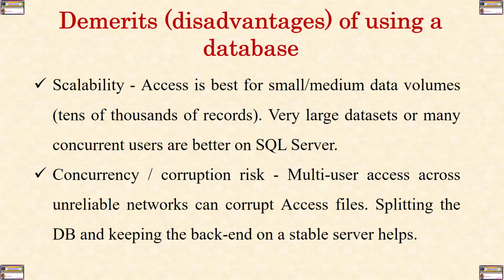Another disadvantage is concurrency, or there is a risk of corruption. Multi-user access across unreliable networks can corrupt Access files. So various users or a single user can create an error or enter data which is not correct, or do something that may cause an error in the data, and that error will be transferred across all the users. So splitting the database and keeping the back end on a stable server is very important.